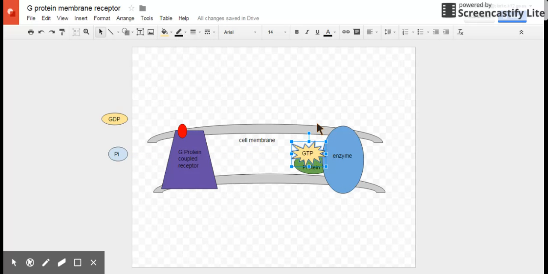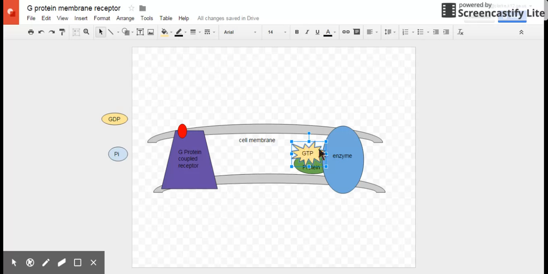Now, binding of signaling molecules over here is reversible. They can bind and dissociate many times, making this reaction happen many, many times over, or stop completely. The changes in the shape of the enzyme are temporary because the G protein functions as a GTPase enzyme.